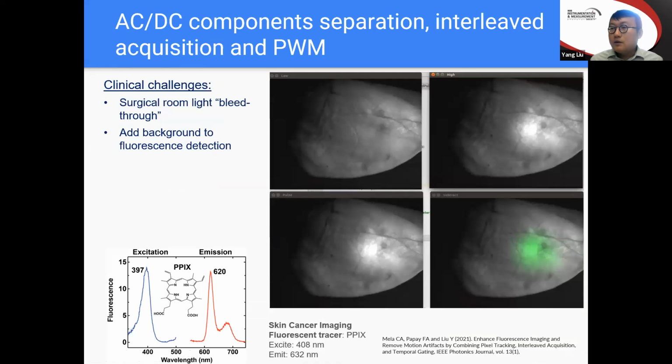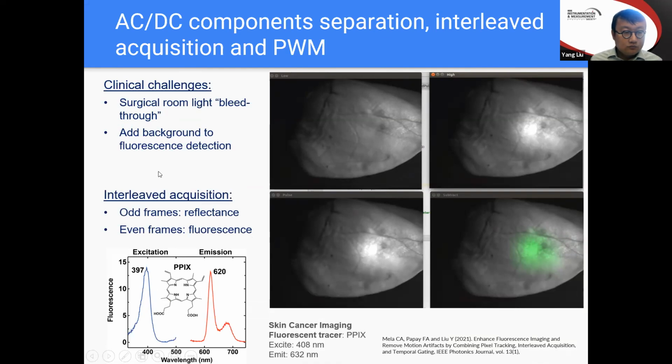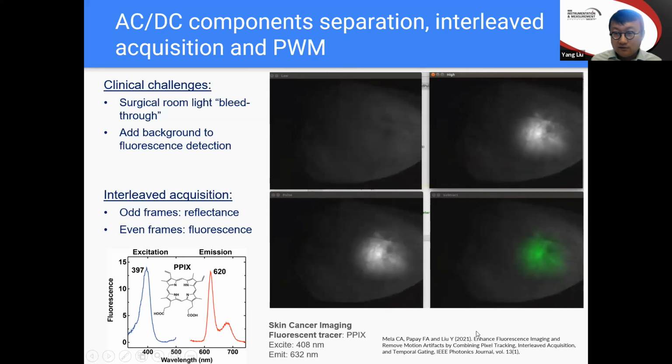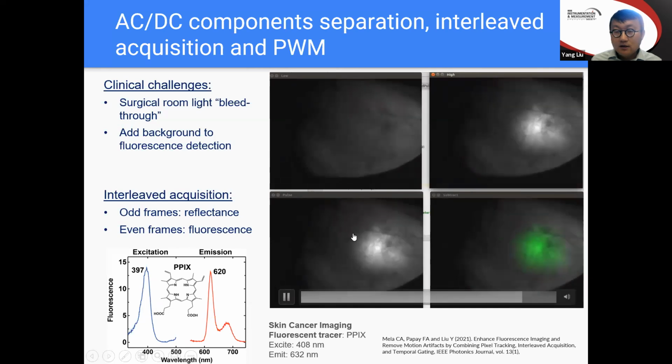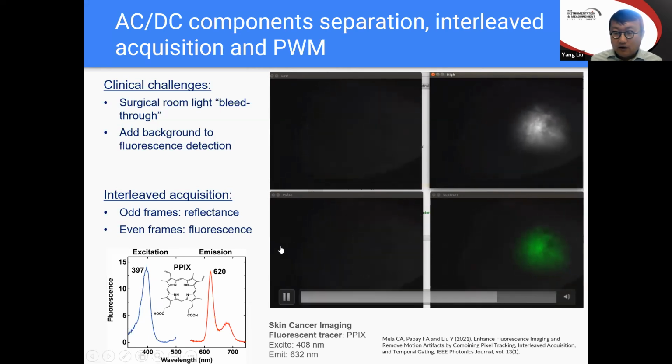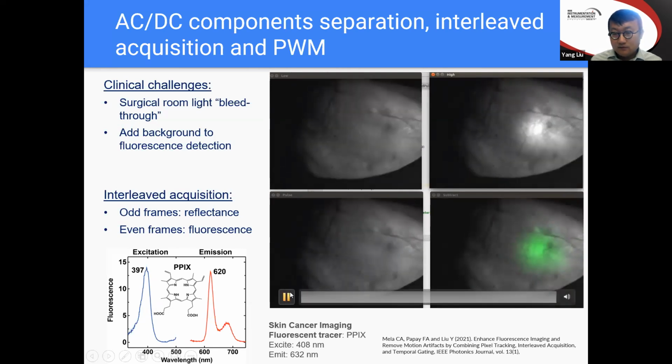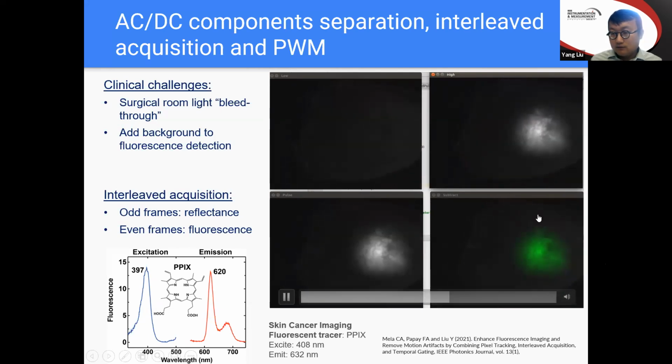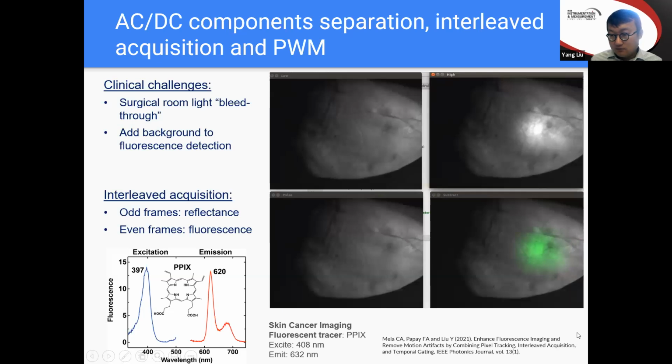So far we have developed a system. We want to apply that to a realistic setting similar to surgery. One of the challenges in the operating room is that the surgical room light will bleed through, which adds background to fluorescent detection. To overcome this problem, we use interleaved acquisition, where we essentially pulse our fluorescent excitation. We assign an on frame for fluorescence and an off frame for reflectance. This video illustrates the process. Essentially, by using interleaved acquisition, we could separate fluorescence from reflectance. On the right is the processed data, where you could visualize fluorescence much better.